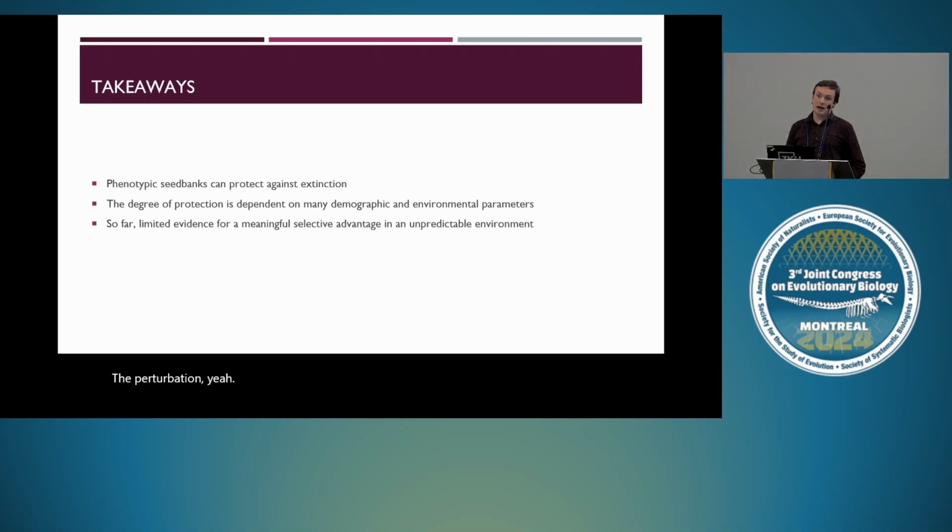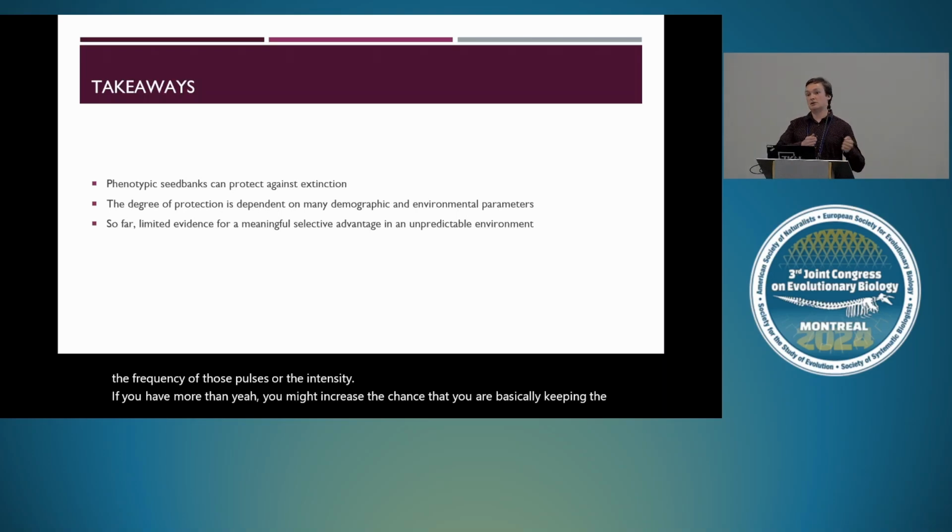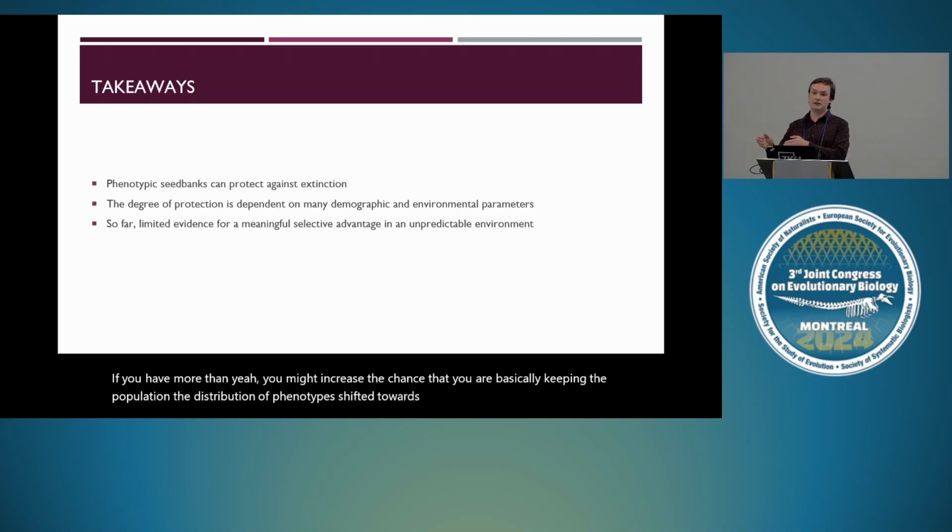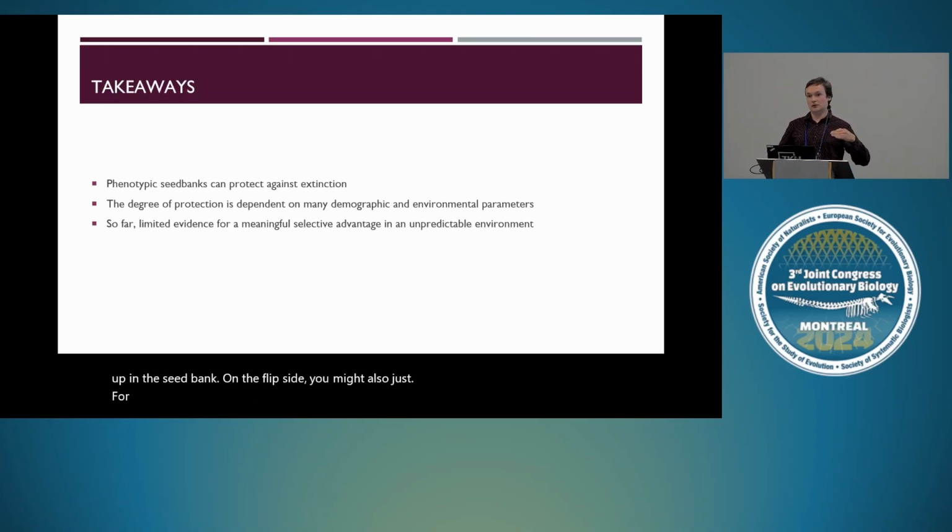Possibly. I haven't really had much chance to look at a wide parameter space for the frequency of those pulses or the intensity. If you have more, then yeah, you might increase the chance that you are keeping the distribution of phenotypes shifted towards the more tolerant phenotypes, which might increase the chance that individuals at the most tolerant state will end up in the seed bank. On the flip side, if you're looking at a very small genotypic ratio and you're hitting it with pulses of stuff that's killing it, that gives a really good chance that you're just going to drive that phenotype to extinction. Yeah.